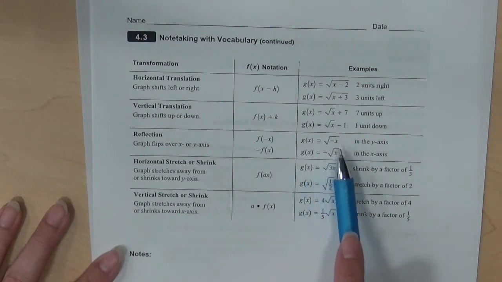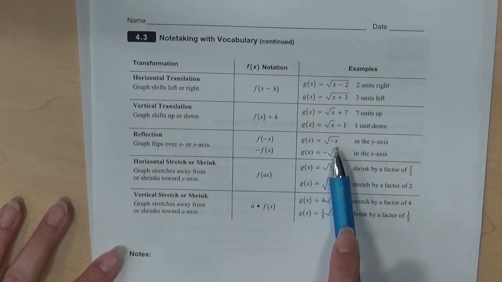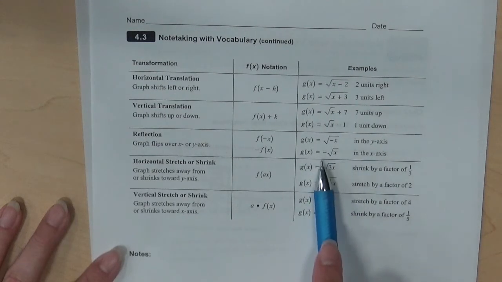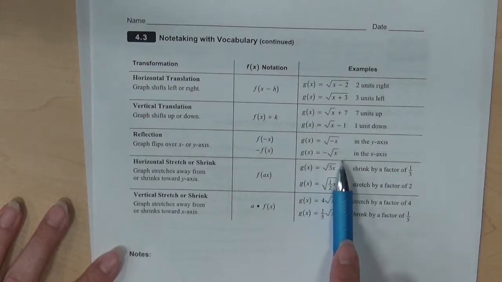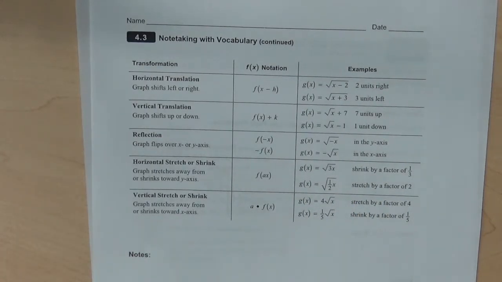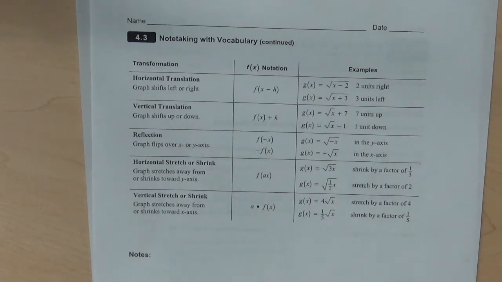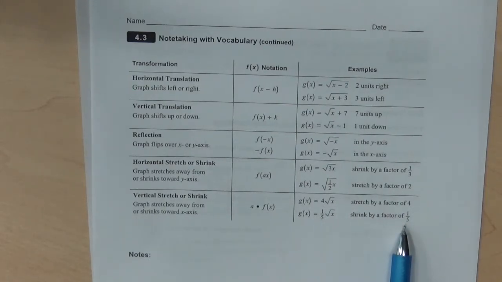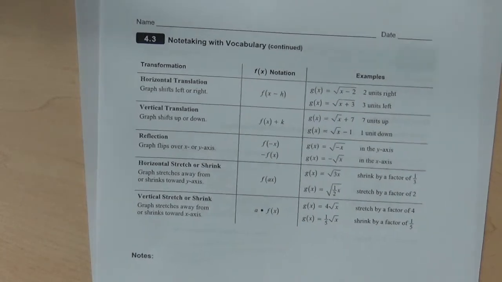If you have square root of negative x, that would be a reflection in the y-axis. If you're negating all the x values, you get a reflection in the y-axis. And if you negate the entire function, you get a reflection in the x-axis. Same thing with the vertical shrinks and the horizontal shrinks. A horizontal shrink of 1/3 would show up as the reciprocal being applied to the x only. With vertical shrinks and vertical stretches, you don't have to worry about reciprocals. It's just whatever factors you're given. Okay, so let's go on and look at some examples.